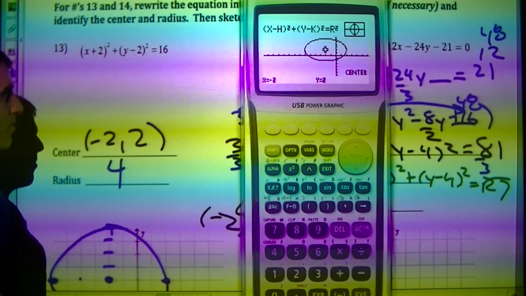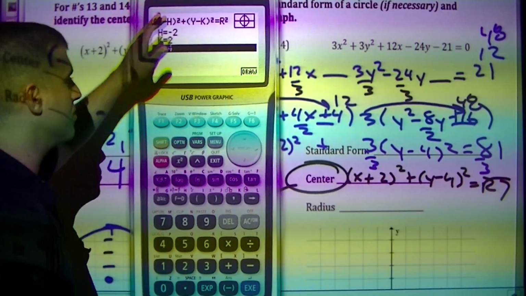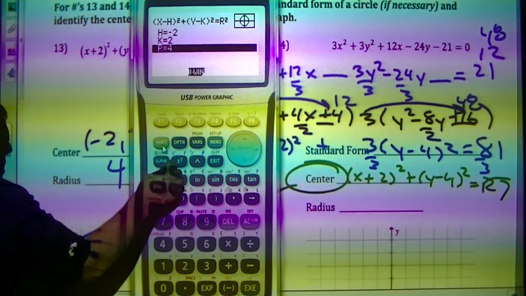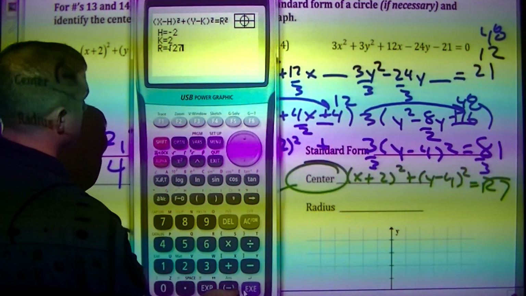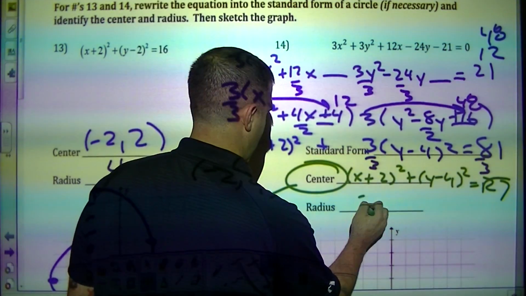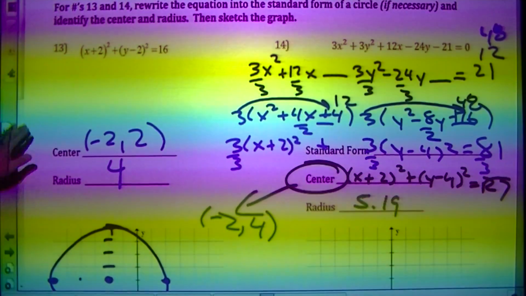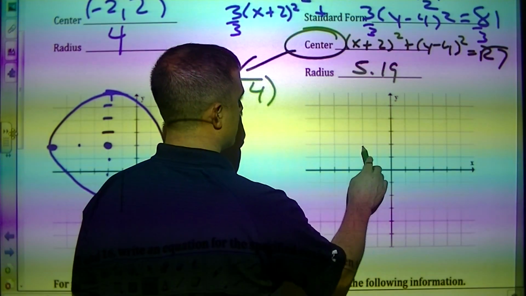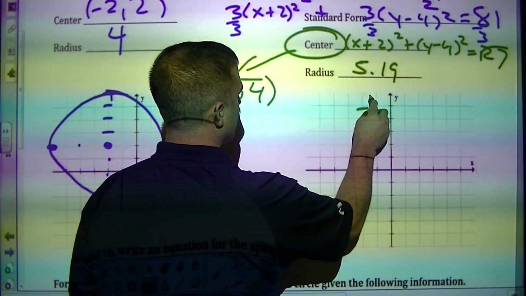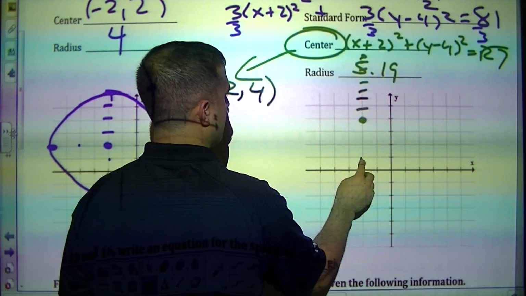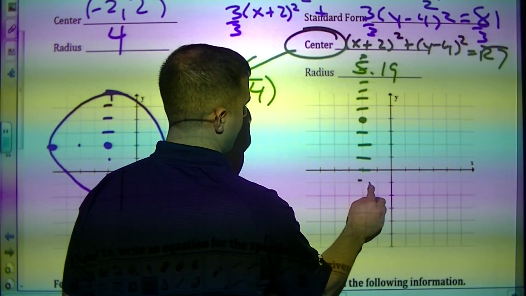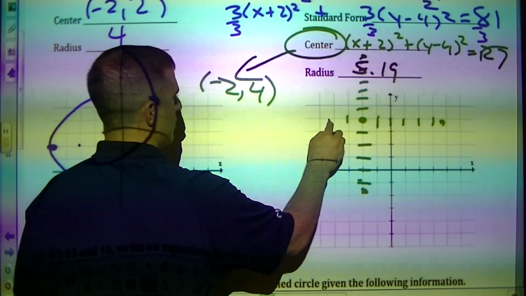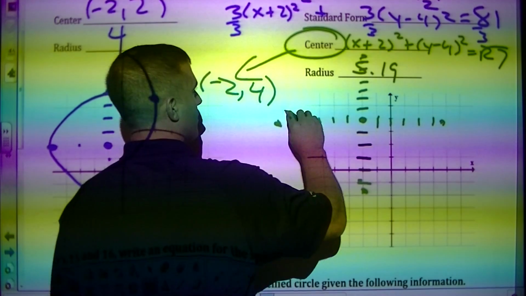Okay? All right, now, when you graph that, if you go back here, it can help you do that. That's -2, that's 4, that's the square root of 27. So the radius is 5.19. Okay? So when I graph that there, that's going to be -2 over, 4 up. To graph that, I go 1, 2, 3, 4, 5, a little bit more over 5, in each direction. So go something like this.